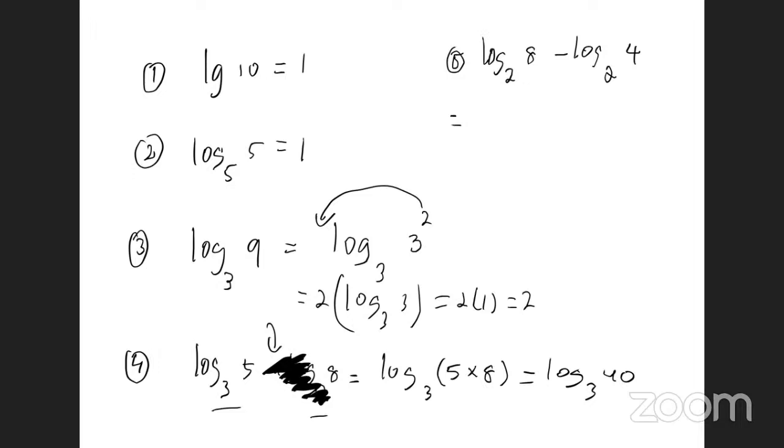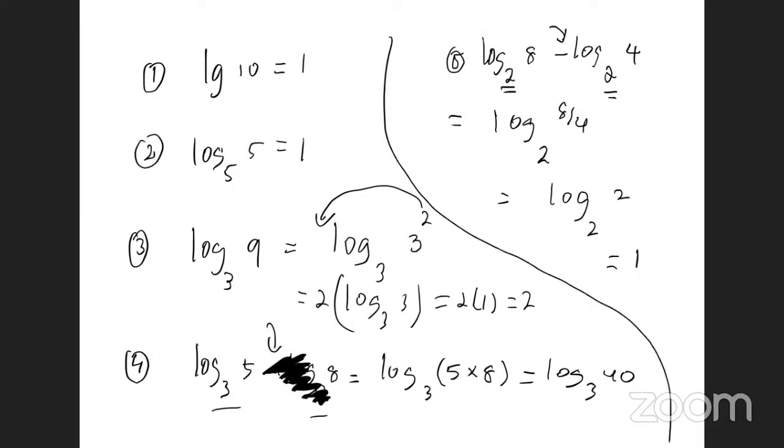Here, same base, minus sign in the middle. So we're going to divide. So that's log to the base 2 of 8 divided by 4, which is log to the base 2 of 2. That answer is 1. All okay with that? Right? So that's just using the rules.